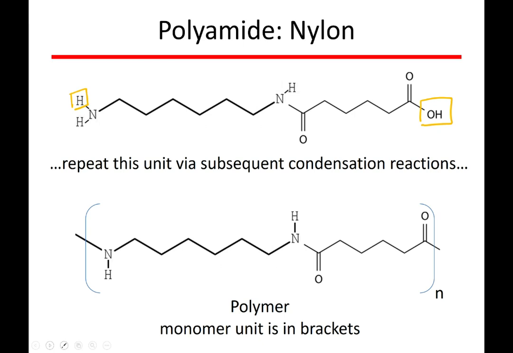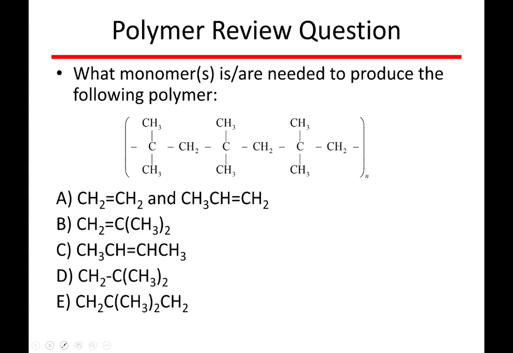All right, we're going to wrap up this section with one more example that I want you to work on here. I'm giving you the structure of a polymer here, and I want you to determine what monomers were used to produce it. And here are the options, and take a moment to think about this. This is not necessarily a condensation polymer. This could also be an addition polymer. So this is a review question that encompasses the entire section on polymers here. On the other side of the question, we'll go over what the answer is.